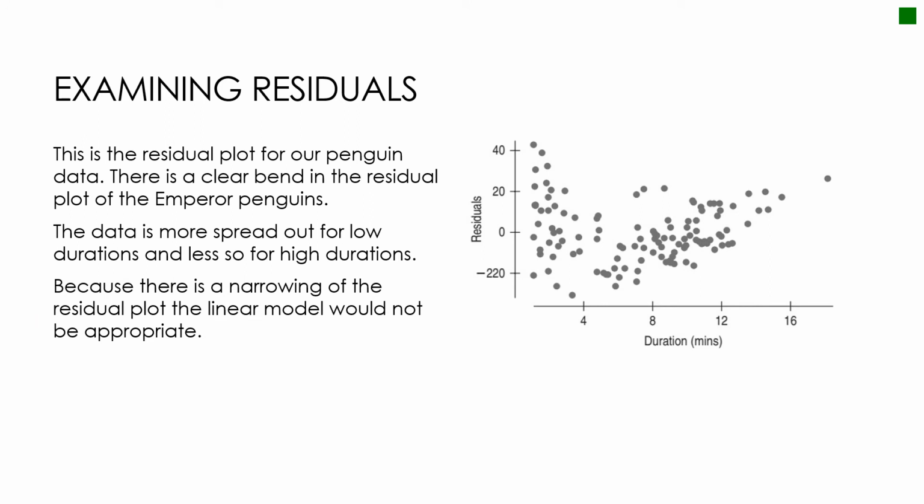So here is my residual plot for my penguin data, and what is very concerning about this is that it appears to narrow at the end. So not only did I have a scatter plot that kind of concerned me, but now I have a residual plot that really concerns me. So because of this, I would not use a linear model.